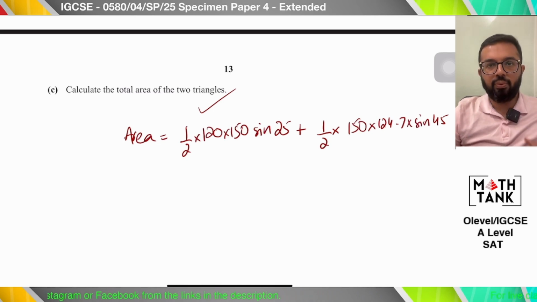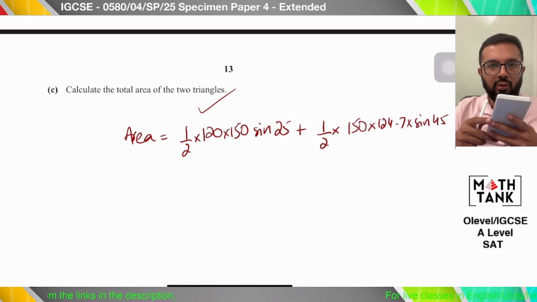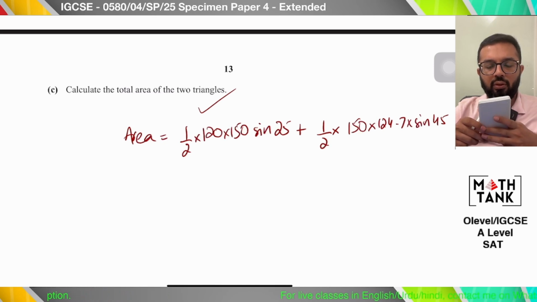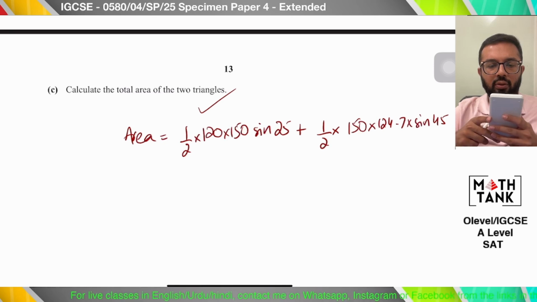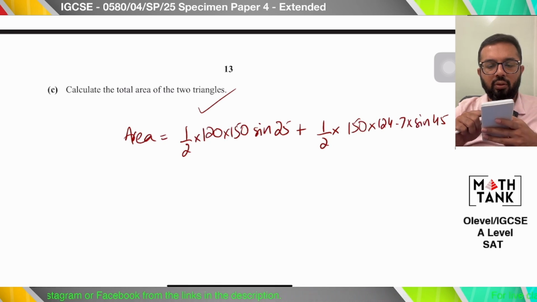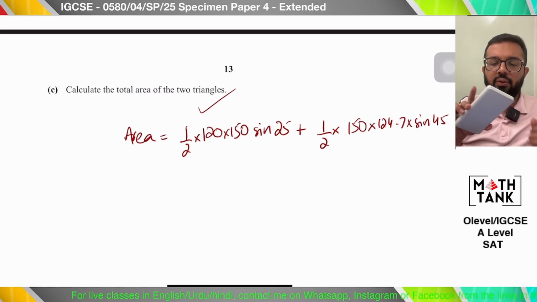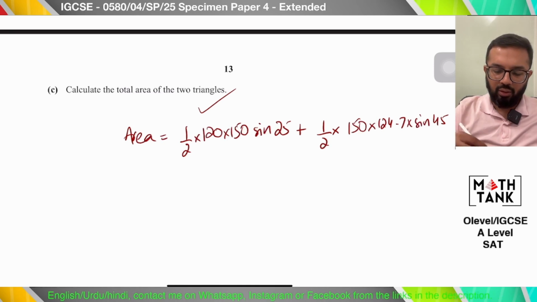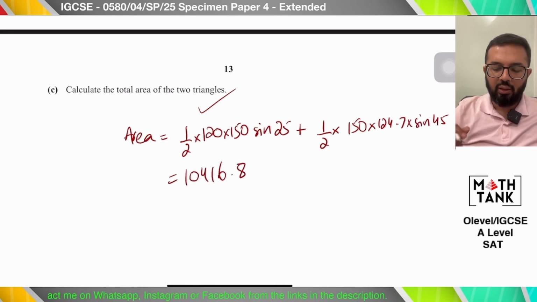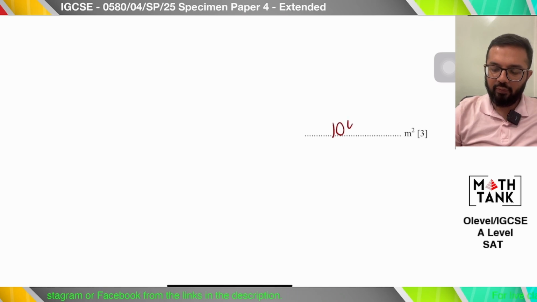Okay, again I'm going to put everything on my calculator. Okay, so my answer is 10416.8. Rounding off to three significant figures will give me 10400.